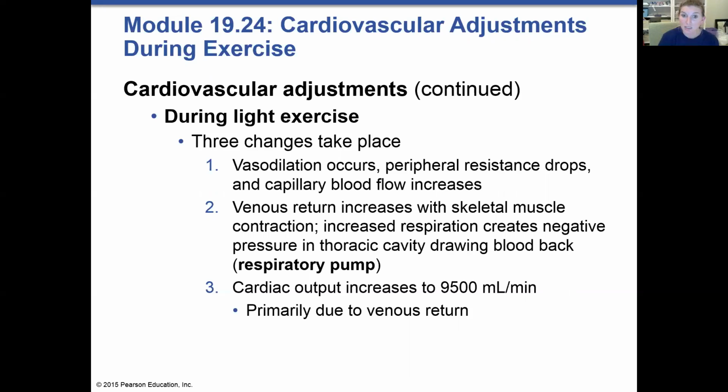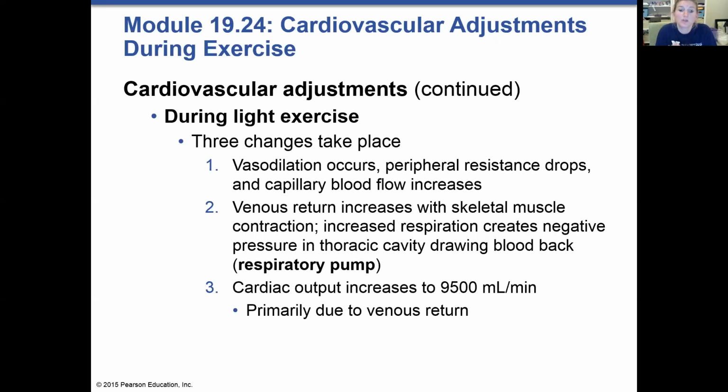place. Vasodilation occurs, therefore peripheral resistance drops, and capillary blood flow increases, right? So you're going to get more tissue perfusion. As the venous return increases with the skeletal muscle contraction, there's also going to be increased respiration. That's going to create this negative pressure in the thoracic cavity. That's going to create this respiratory pump squeezing, helping to squeeze that blood into the vena cava and into the right atrium.